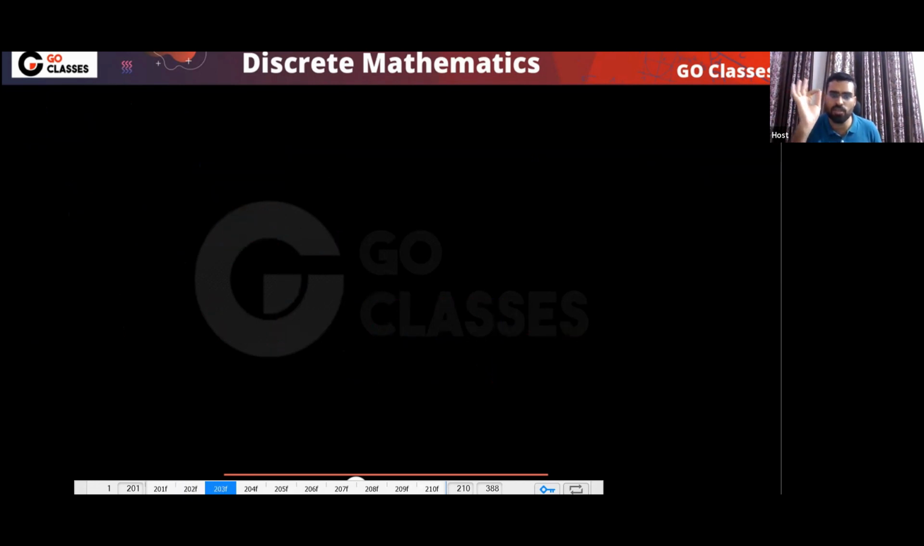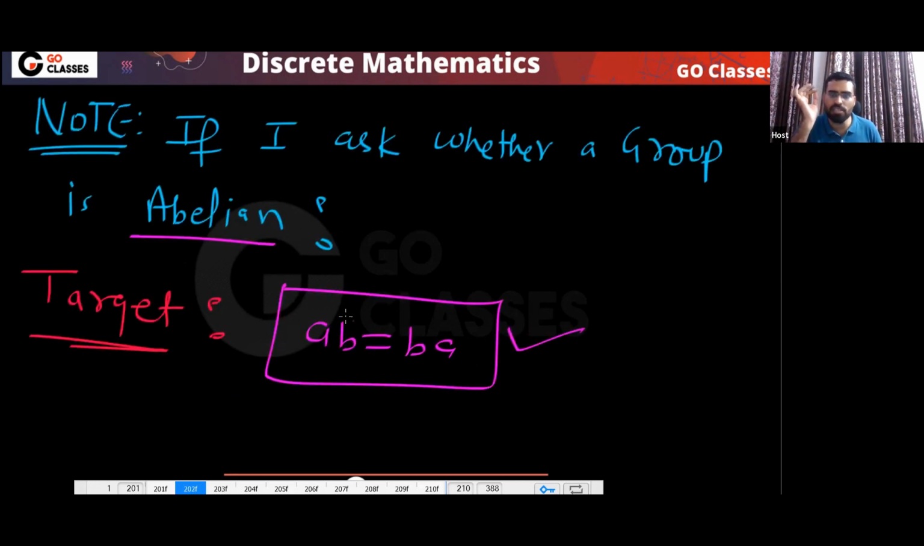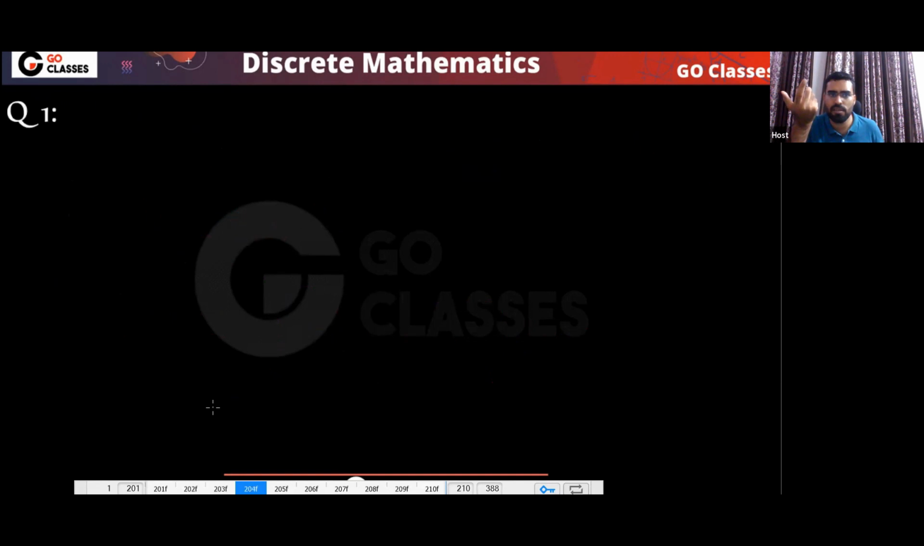Now let's start the questions. To achieve this target, what is the method you will apply? Do you remember I told you in group theory, we have only one proof method: multiply both sides by inverse or apply the definition. Very simple. So let's start with question number 1.